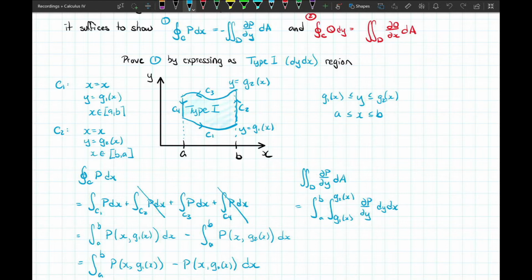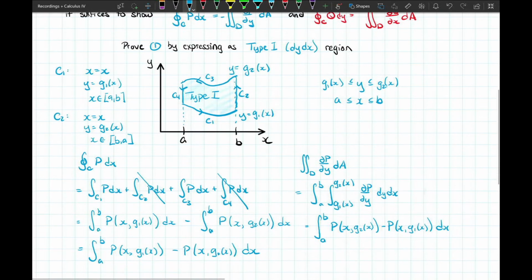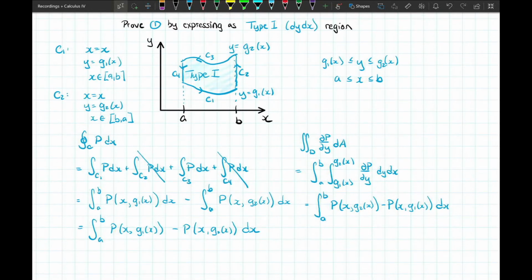Okay, well, since I have the partial derivative of P with respect to y, and I'm integrating with respect to y, the partial derivative and the integral cancel each other out, and I simply just need to apply the fundamental theorem of calculus and plug in y equals g2 of x and y equals g1 of x. And as a result, I end up with P evaluated at x comma g2 of x minus P evaluated at x comma g1 of x. Now, if you compare these two results, you see how they are identical except opposite in sign. And that is exactly what we needed to show.